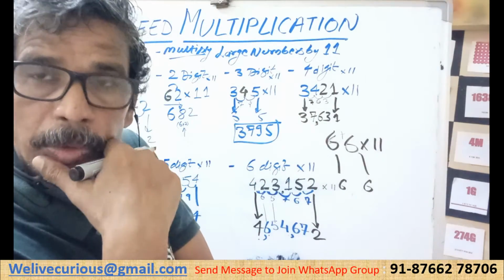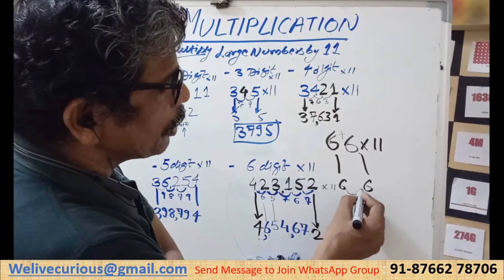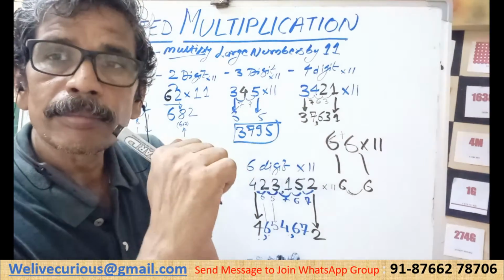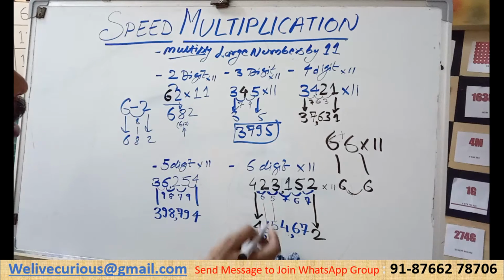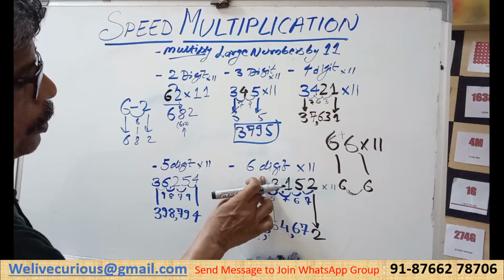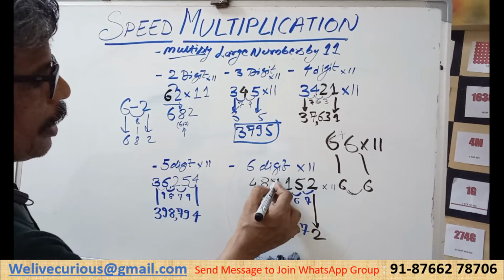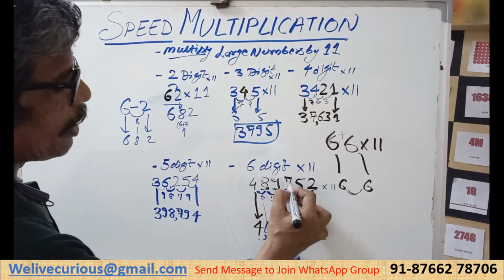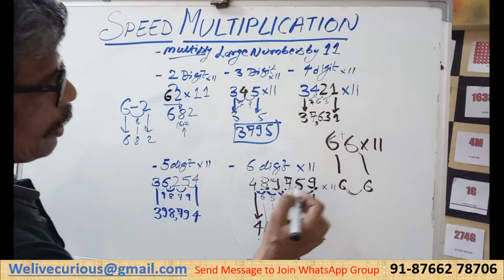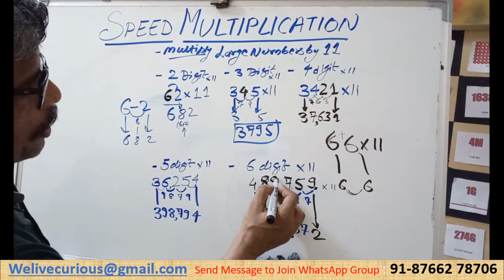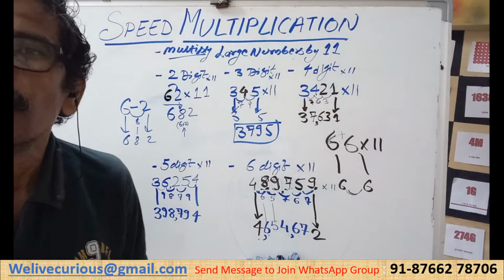6 plus 6 is what? 12. So there is no space here for 2 digits. There is only 1 digit here. So what to do? This is the situation we would be handling for all the cases where instead of 2, here it is 8, here it is 9, here it is 7. Now, interested? Now I say 489,759 multiplied by 11. What will be the answer?